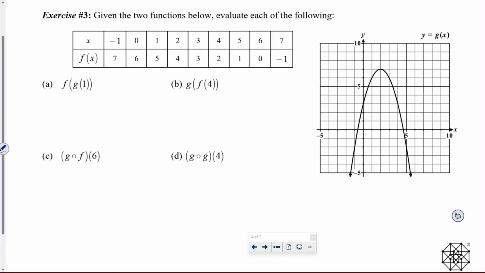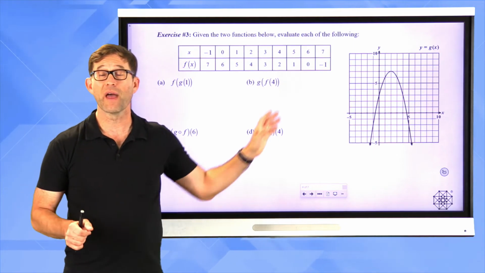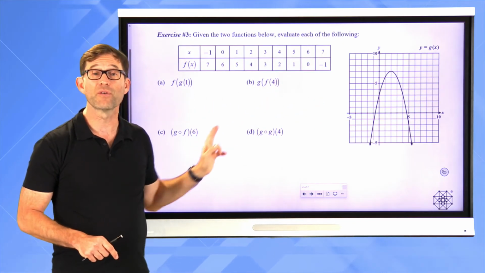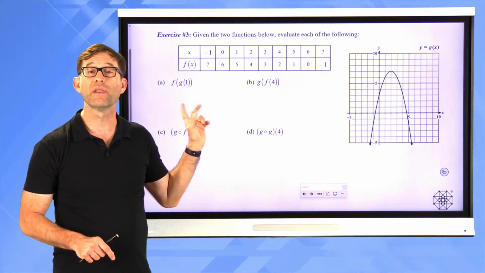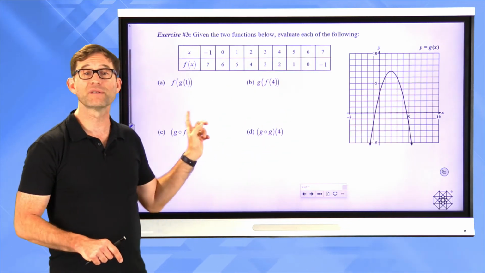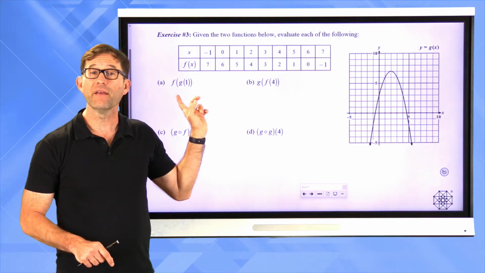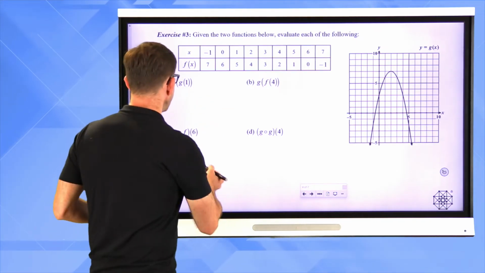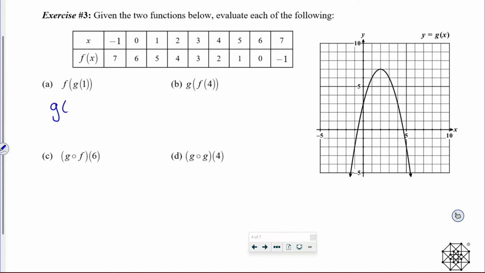Given the two functions below, evaluate each of the following. Awesome. And not only do we have all these things, we've also got the two different types of function notation. So let's do letter A together, and then maybe have you work on the rest of them on your own. So letter A says f of g of 1. The first thing I have to do is figure out what g of 1 is.